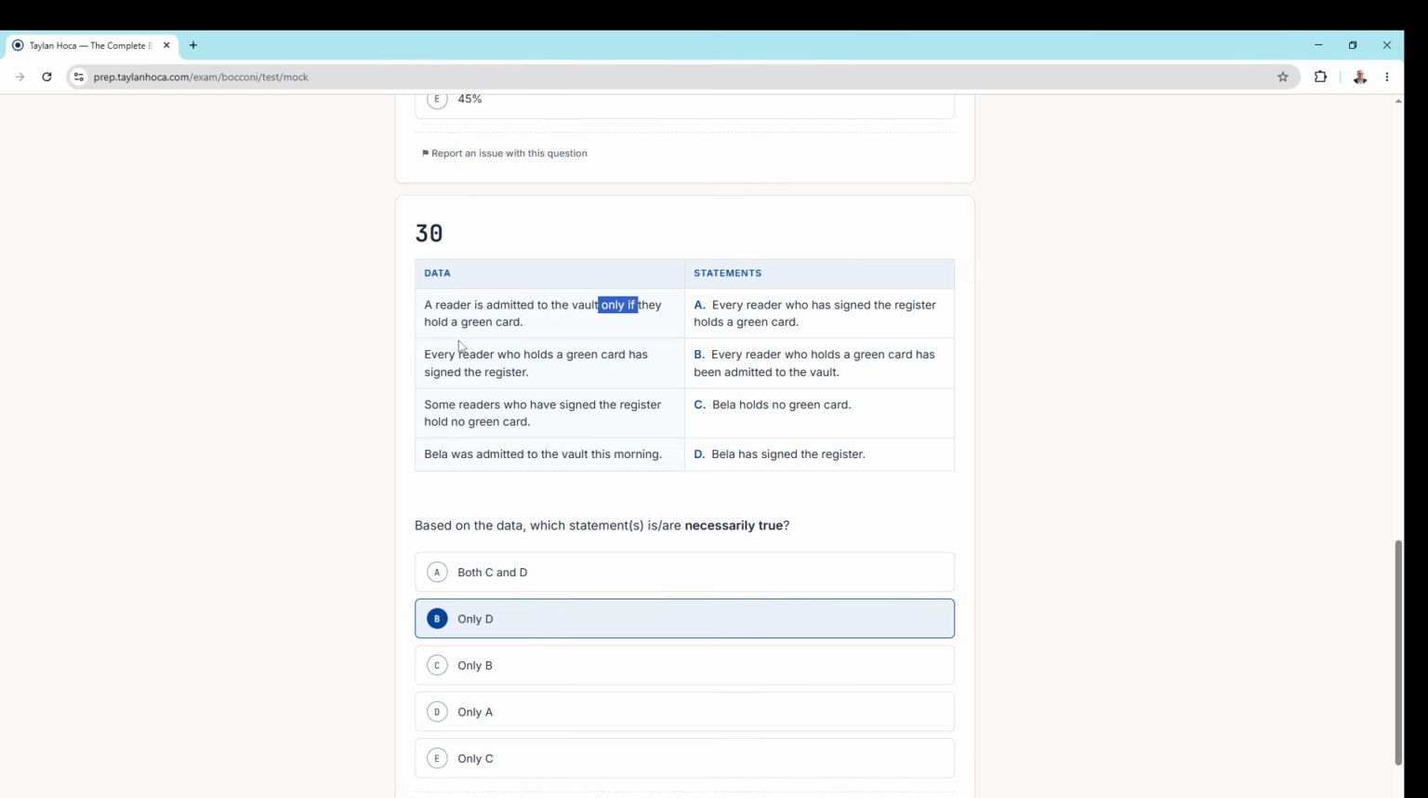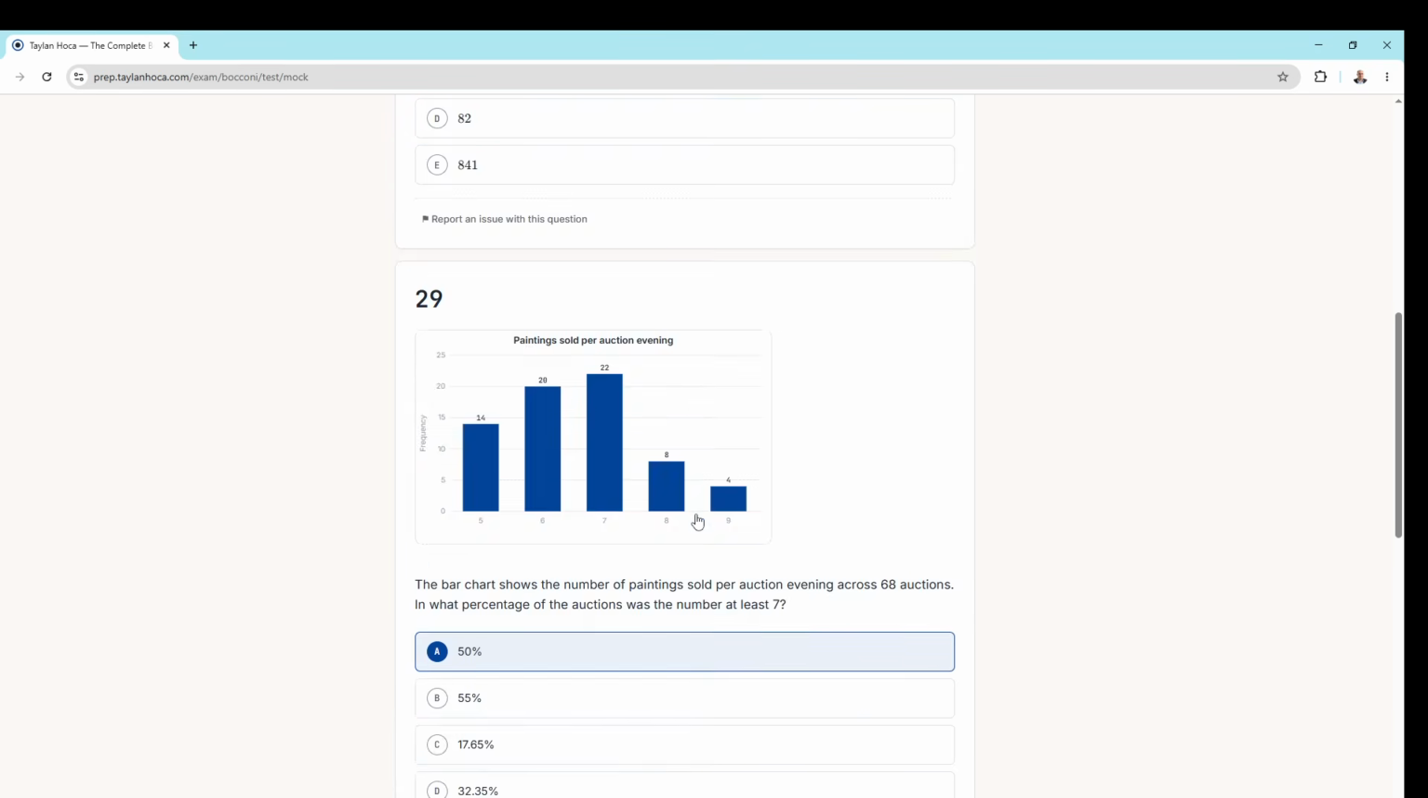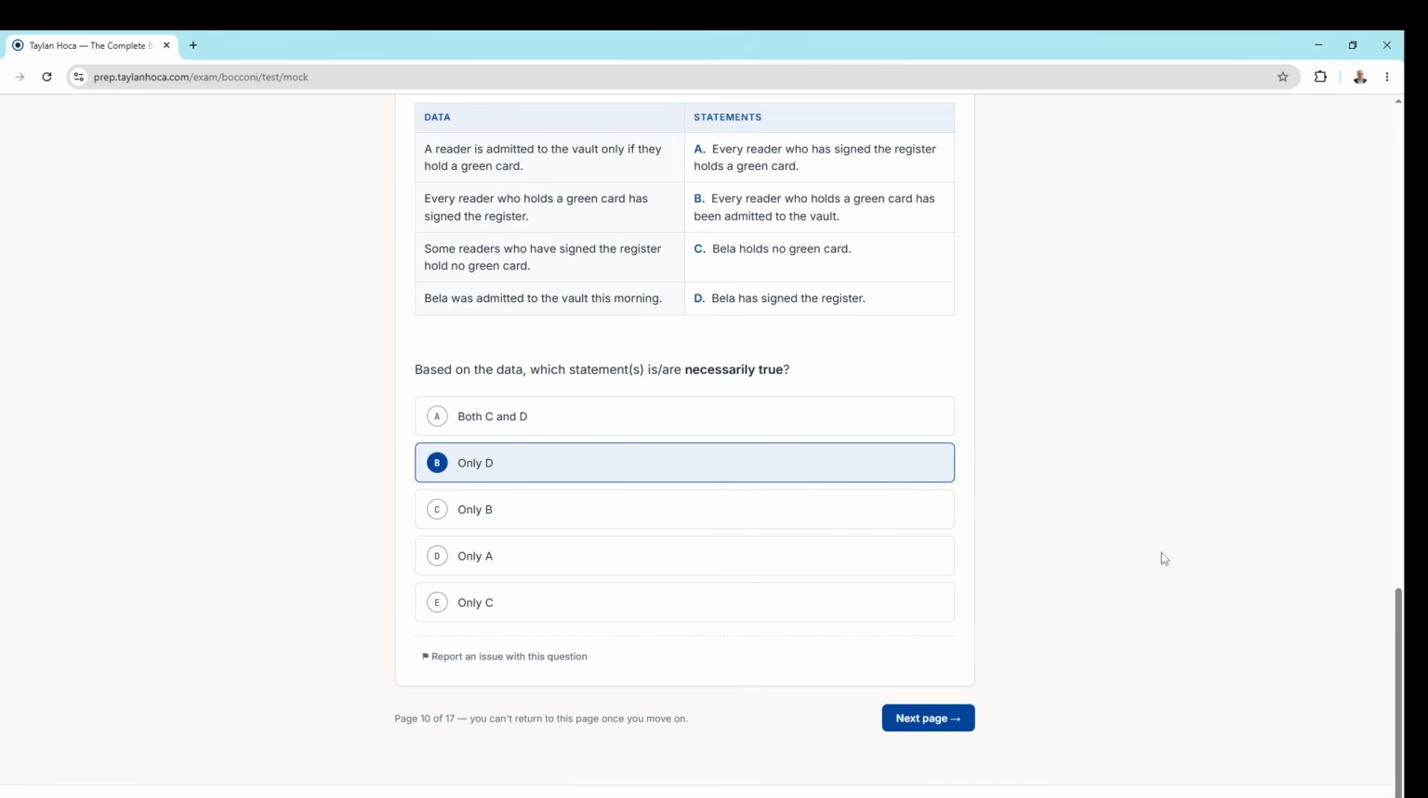Okay, green card is necessary, but is green card sufficient? No, I don't know. So B is not true. Okay, so what does it mean? Green card is a necessary condition of being admitted to the vault. What does it mean? Everyone admitted to the vault has a green card, but everyone having a green card may not be admitted to the vault. So D is necessary. True, I guess. I hope I am right.